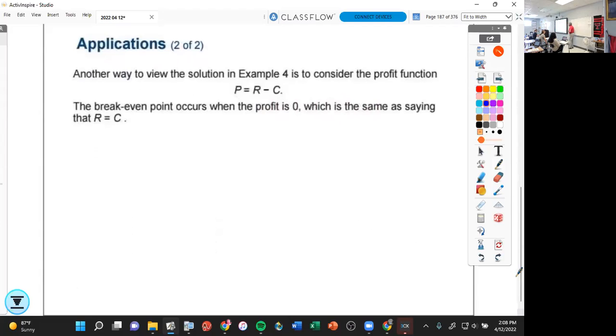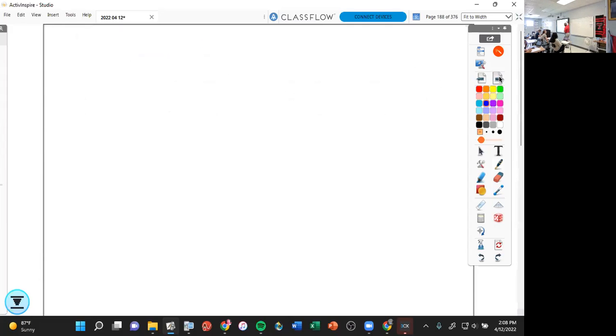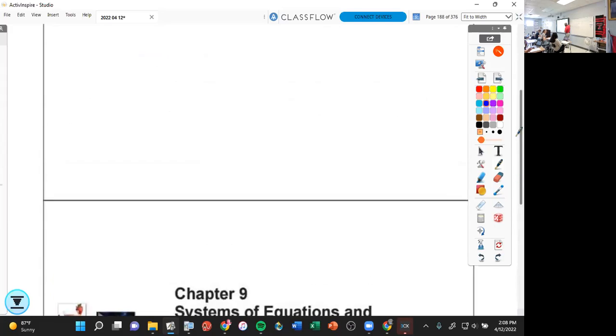Another way to find this is to consider the profit function. Profit is equal to revenue minus cost. When the profit is 0, that's break even, right? So that's saying the exact same thing. And that's it.